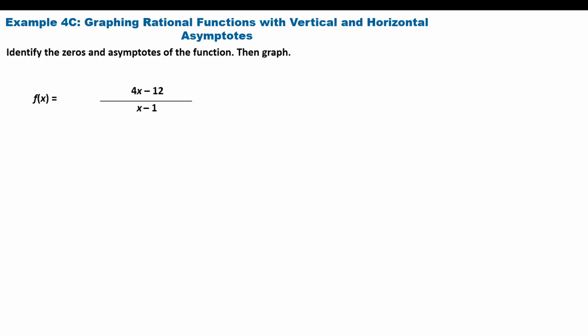All right, here's another one for you to try. Let's do it together first. The first thing we want to do in this case is factor the numerator. The denominator is already taken care of. In this one, I see that I have a common 4 that I could factor out. So I end up with just 4 times (x - 3).